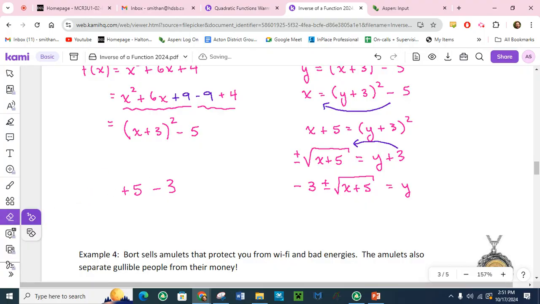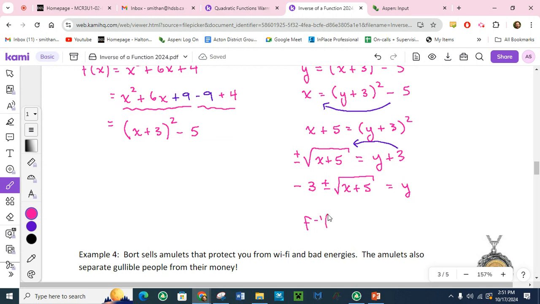Yes, Rose. Okay. All right, we got it. The inverse function here: minus 3 plus or minus the square root of x plus 5.